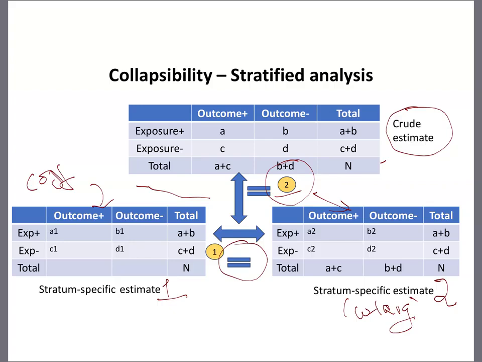Now, if these two are similar to each other, the next step is to calculate a weighted average of the two. So I get a weighted average of the estimate and I compare this weighted average with the crude estimate. If they are similar to each other, then there is no confounding, that is, there is collapsibility. If the two are different from each other, there is no collapsibility, they are not similar, so I say there is confounding.